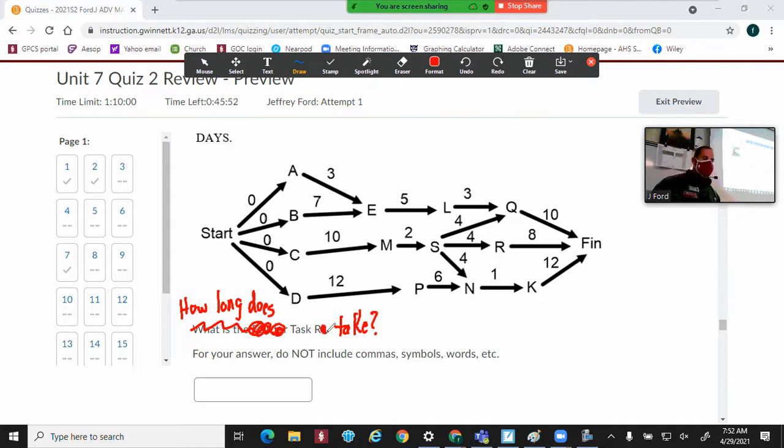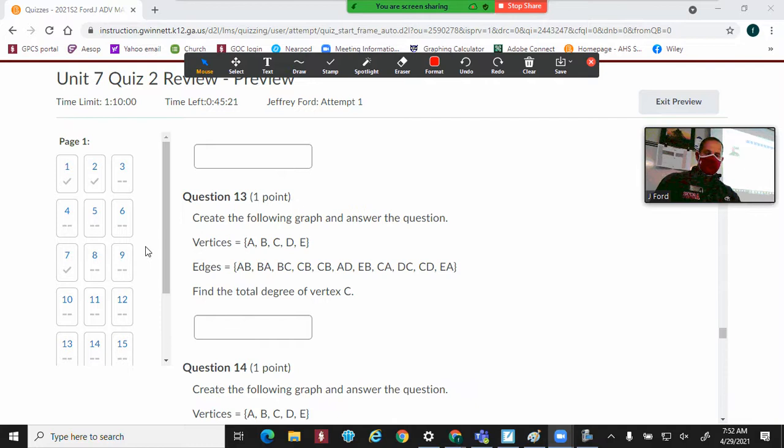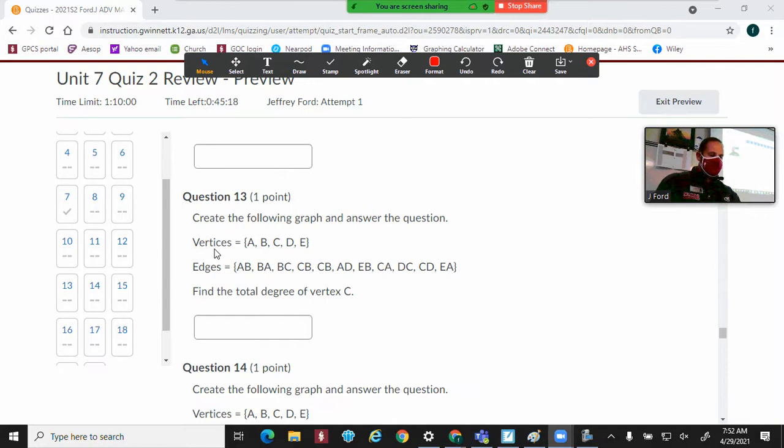Now, how long does task R take? Very simple. I don't even have to figure anything out. It's just observation. I just look at the arrow leaving R. If you have a question like, how long does it take, all you have to do is look at the arrow leaving R, and there's an 8 on it. So that arrow leaving R tells you it takes 8 days to do whatever task R is. So I change that up. That'd be 8. Now again, I'm going through this relatively quickly, so if you're having trouble with this, you need to go back and watch some of the older videos in the content section.